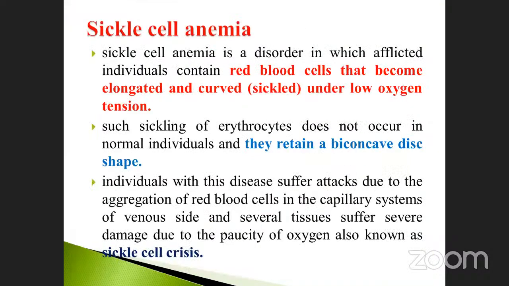See here. And sickle cell anemia. And next one is an important thing. Sickle cell anemia is a disorder in which afflicted individuals contain red blood cells that become elongated and curved under low oxygen tension. Normally, you know that oxygen is essential for metabolism in our body, any part of the body. It is one of the connective tissues, blood. RBC carry how many?